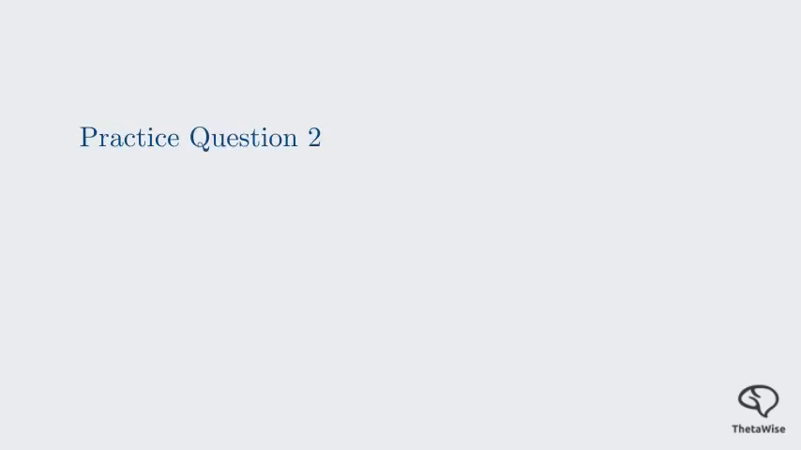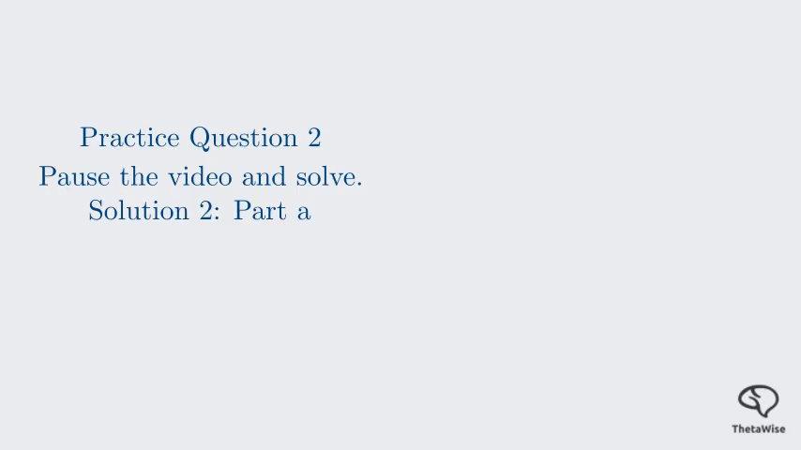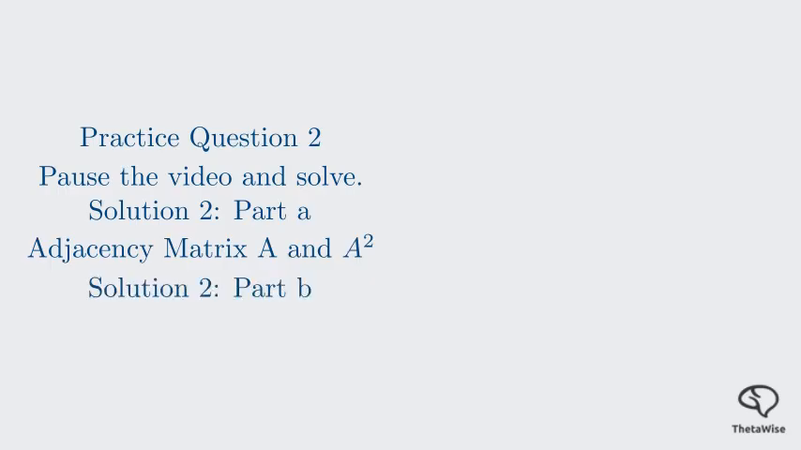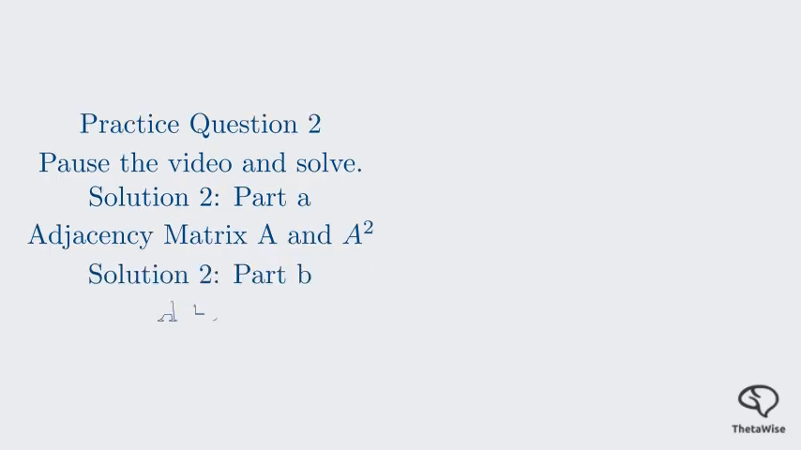Question 2 introduces a new concept, A plus A squared. This matrix represents the total number of walks of length 1 or 2 between any 2 vertices. The question asks for the meaning of the 0 entry in row E, column D. Let's first find A and A squared for this graph. Here are the adjacency matrix A and its square A squared. Next, we calculate the sum, A plus A squared. This gives us the total adjacency matrix, containing walks of length 1 or 2.